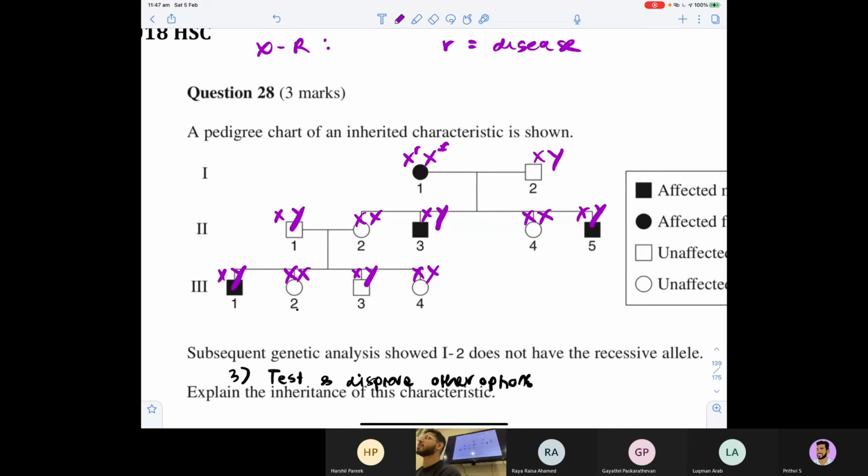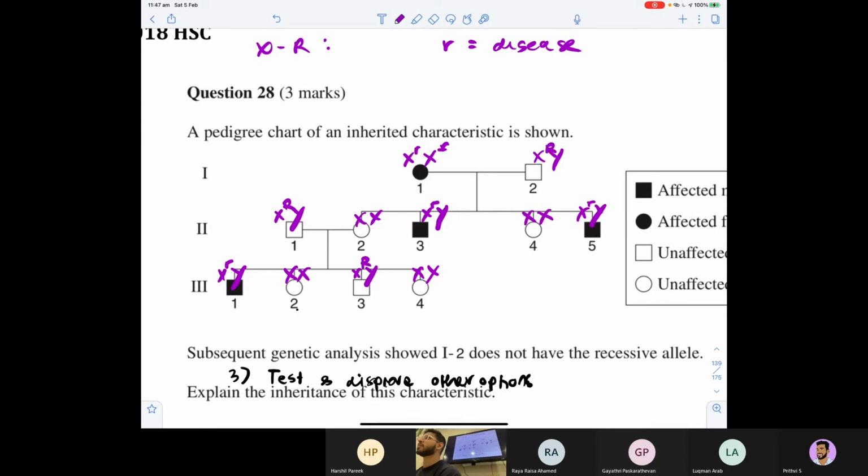It's just the big one. Capital is unaffected. Males who are affected will all have one little r. Good. What about unaffected males? So we're just going to find all the unaffected males and put a capital R.